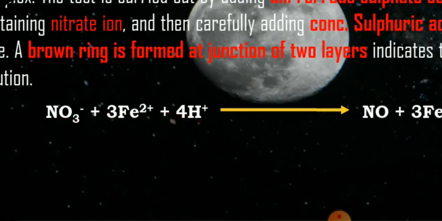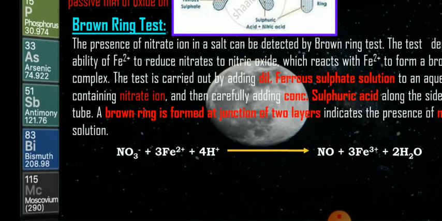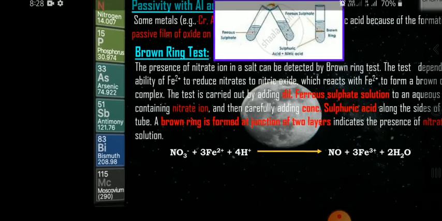Okay, so here what happens, this Fe+2 reduces NO3 minus into NO. Fe+2 reduces nitrate into nitric oxide. So here Fe+2 acts as a reducing agent, which reduces nitrate ion into nitric oxide along with the formation of Fe+3. Fe+2 undergoes oxidation into Fe+3. Okay, that is the first step.